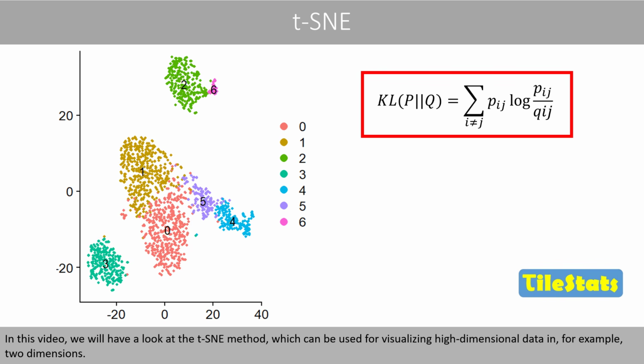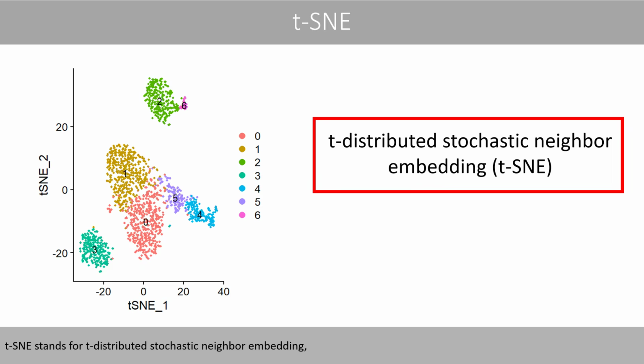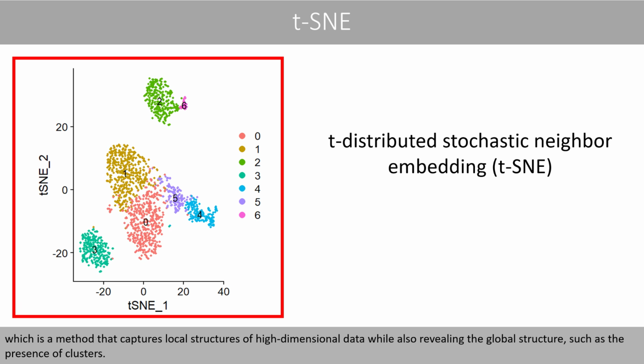In this video, we will have a look at the t-SNE method, which can be used for visualizing high-dimensional data in, for example, 2 dimensions. t-SNE stands for T-Distributed Stochastic Neighbor Embedding, which is a method that captures local structures of high-dimensional data while also revealing the global structure, such as the presence of clusters.